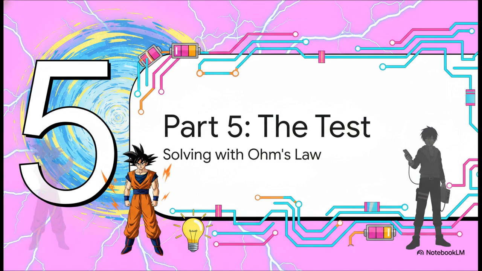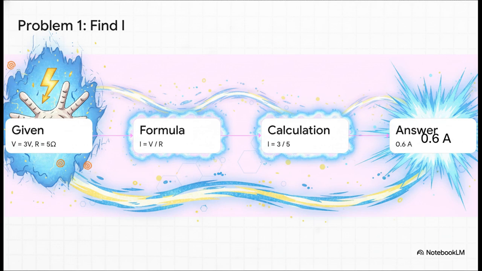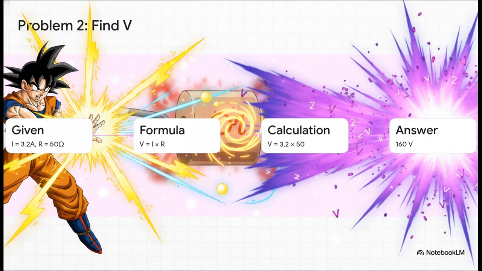All right, enough theory. The real test of whether you've got it is seeing if you can apply it. So let's make this practical and just run through a few quick problems to see Ohm's law in action. Okay, challenge number 1. We need to find the current. We're given a voltage of 3 volts and a resistance of 5 ohms. So we look at our triangle, or we just remember the formula, I equals V divided by R. We just plug in the numbers, 3 divided by 5, and we get our answer, 0.6 amps. See? Not so bad.